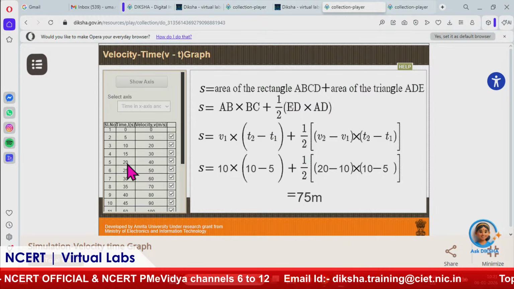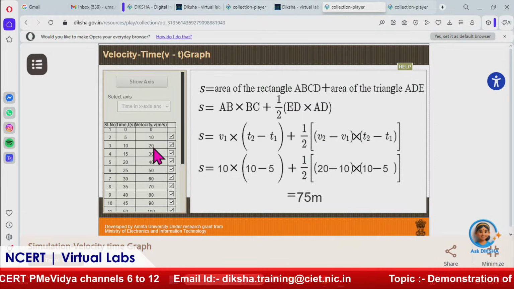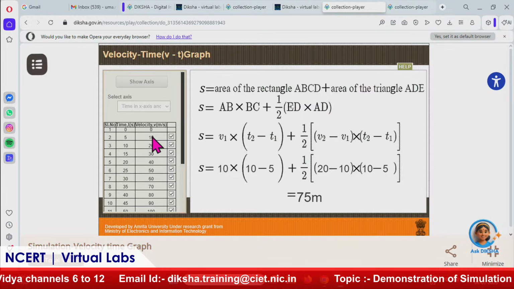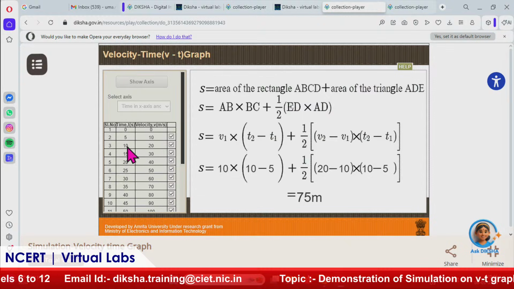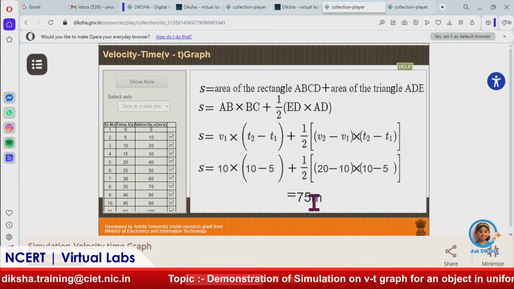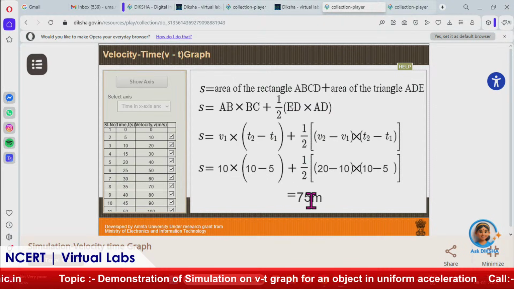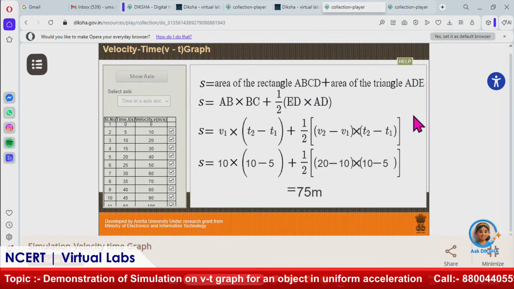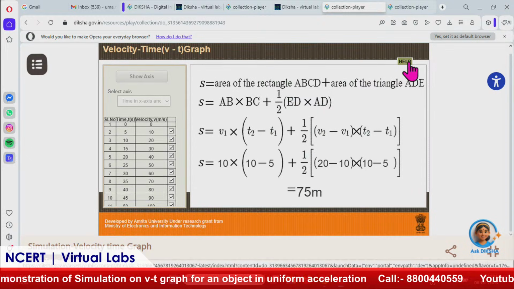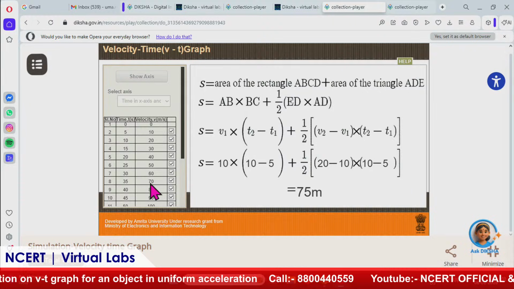V2 is 20, because we have used the scale. V2 20 minus 10 into 10 minus 5. So from here I have taken this value and see how much distance it has covered: 75 meter. So from the graph itself I have calculated how much distance it has covered. I think this is very beautifully explained over here.